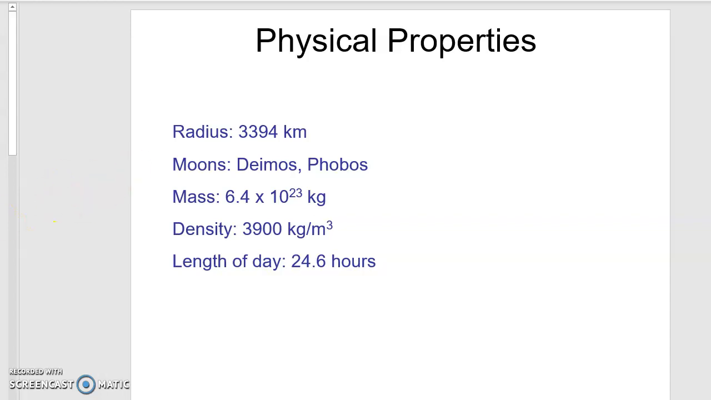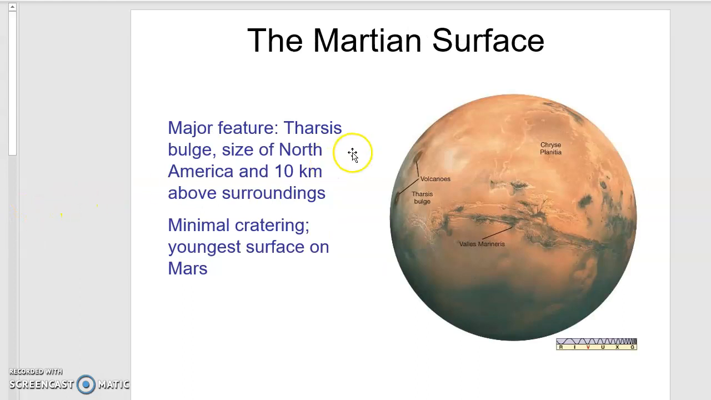The major feature of the Martian surface here is the Tharsis Bulge, which is about the size of North America, and it's 10 kilometers above the surroundings, which means it's 10 kilometers above the mean surface of Mars. There isn't a lot of cratering on particularly the northern half of Mars, and we'll see that in the picture coming up.